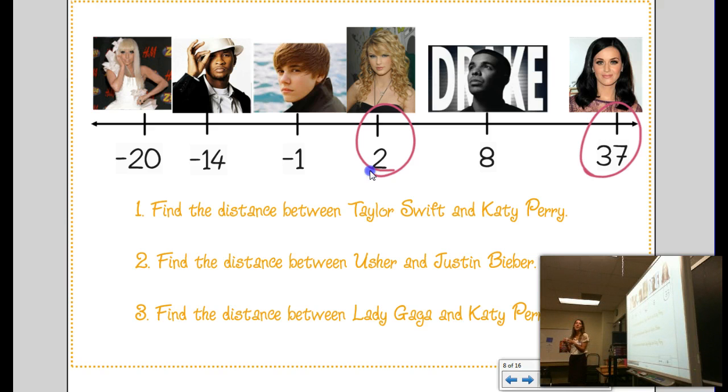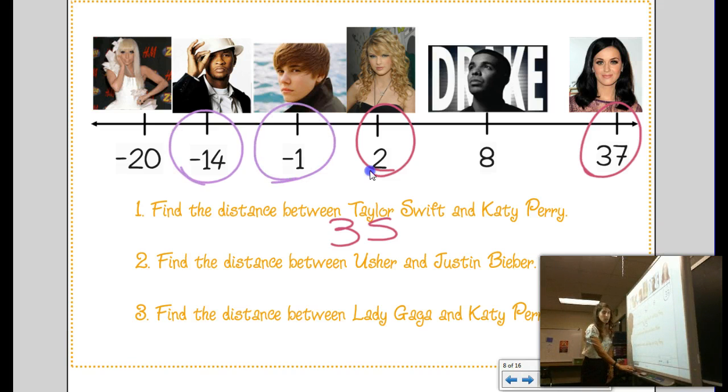Ruthie, what'd you get? How far away is Taylor Swift from Katy Perry? She hadn't done it yet. She was just sitting there waiting. 35. Gosh. Yes, it's 35. They are 35 apart. You subtract the numbers. All right. Usher and Justin. Uh-oh. We're in the negative realm. Be careful. You're welcome to use your calculator.